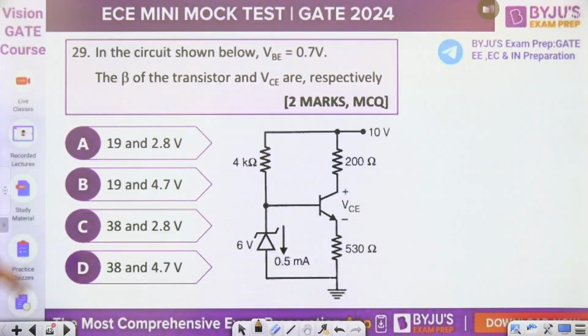Okay, transistor. In the circuit shown below, VB is 0.7 volt. The beta of the transistor and VCE are respectively. So what is given here? Now try to solve this question, everyone.